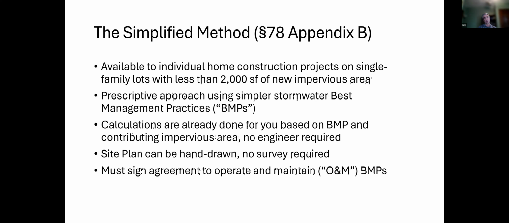The site plan that you're required to submit using the simplified method can be just a simple hand-drawn sketch. You don't need to hire a surveyor. You don't need to get topographic maps or anything like that. And the only other requirement is that you have to sign an agreement. You have to enter into an agreement with the township that you will operate and maintain those BMPs that you're using to capture and treat stormwater from your new impervious area.